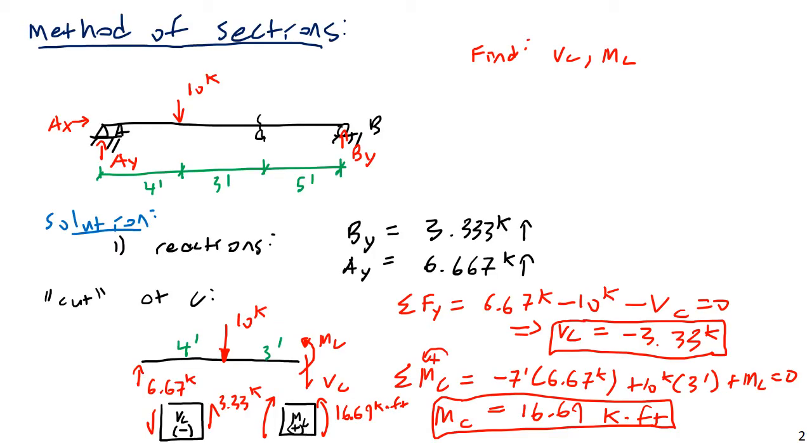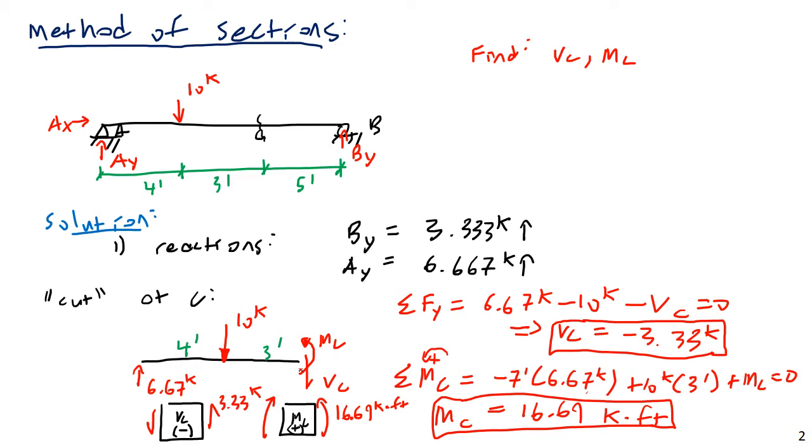Questions on how I got any of that? Questions? And yes? Go back to, oh, sorry. Thank you. Questions on how I got that? As far as the moment around C, the sum of moments about C. 6.67 kips, that's 7 meters away. Here you had it negative.